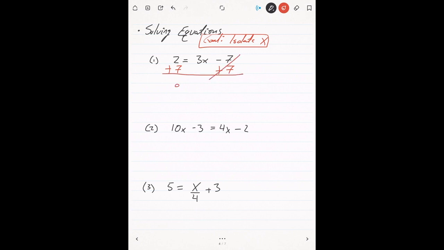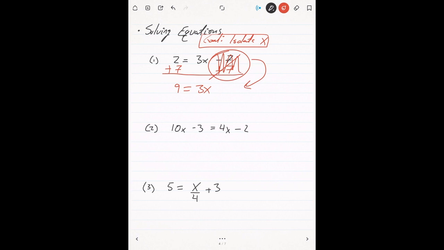I end up with 9 equaling 3x. Notice what happened here. When I added 7 to both sides, it canceled out on this side. This is called making a zero pair. My goal was, if I added 7 to both sides, it would disappear from this side, and now I'm one less number away from figuring out what x is.